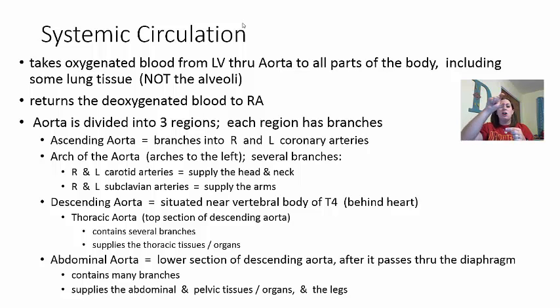We then see there's the arch. The arch of the aorta, if we're going to be honest, is going to arch to the left, so it's going to go this way. There are several branches that come off here. There are the right and left carotid arteries, which are going to supply blood to the head and the neck region. There are also the right and left subclavian arteries, which are going to supply the arms.